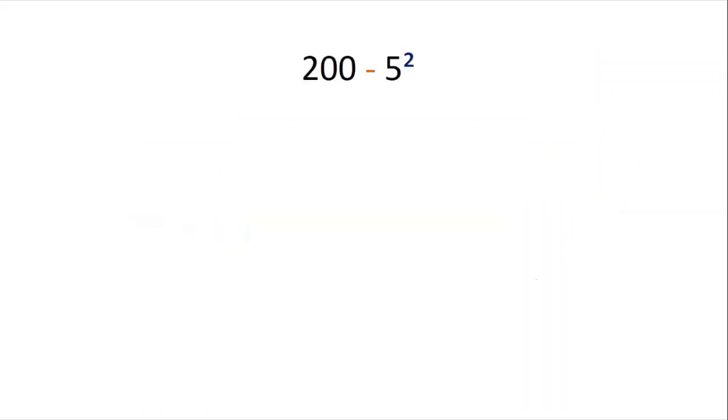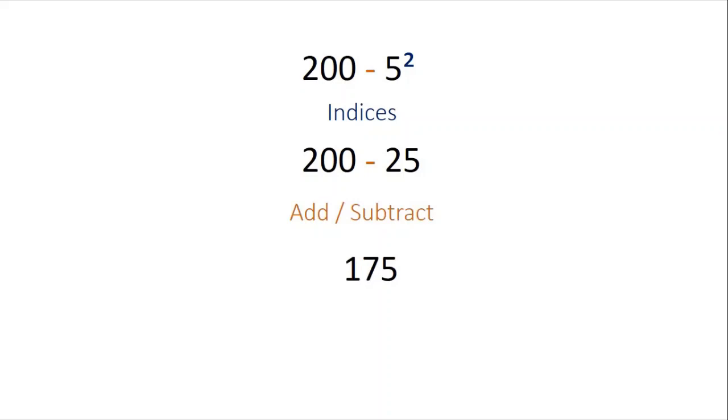If we look at -5 squared without any brackets in a sum, it perhaps becomes a little clearer. So now we've got 200 minus 5 squared. So the first thing that we do, using BIDMAS, there's no brackets, so we look at the indices. So 5 squared becomes 25. So the sum is now 200 minus 25. There's no division or multiplication, so the last thing we look at is add and subtract, which gives us 200 take away 25 is 175.